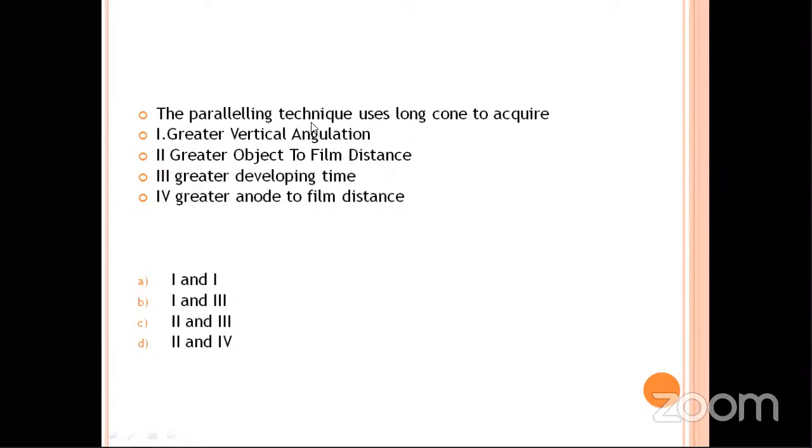Statement questions. The paralleling technique uses long cone to acquire greater vertical angulation. No, it doesn't have anything to do with the vertical angulation. Greater object to film distance, greater developing time, again no. Greater anode to film distance. So it's actually greater object to film distance and greater anode to film distance. Vertical angulation doesn't have anything to do with the paralleling technique, and there are no factors which affect the developing time and the technique. So it's only the object to film distance and anode to film distance.